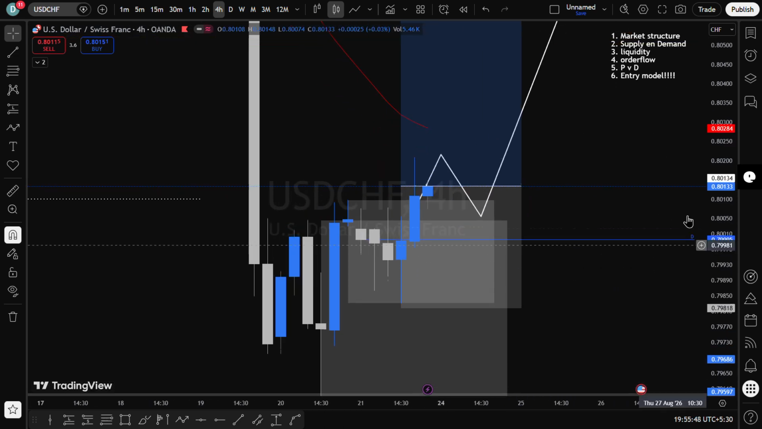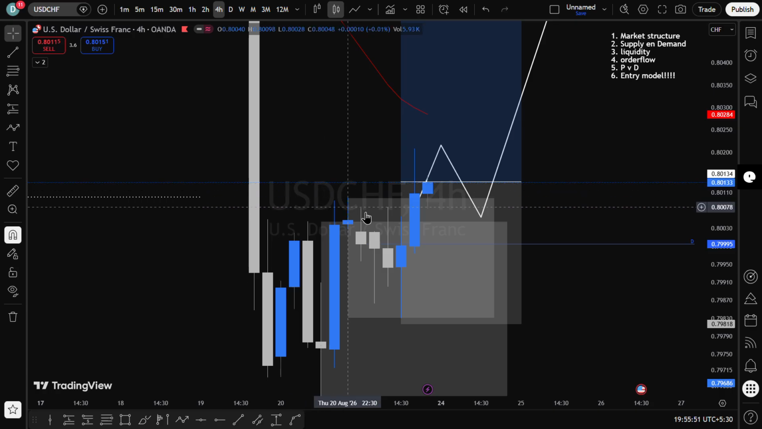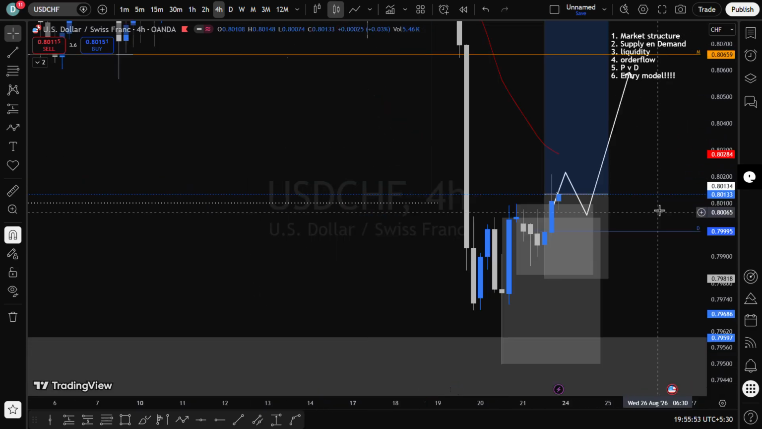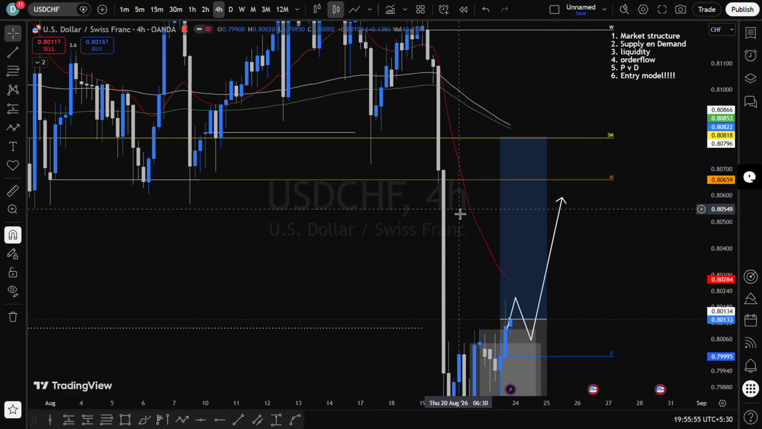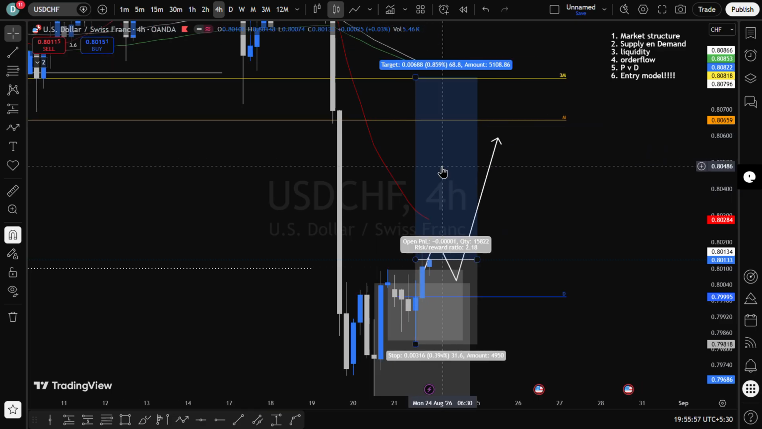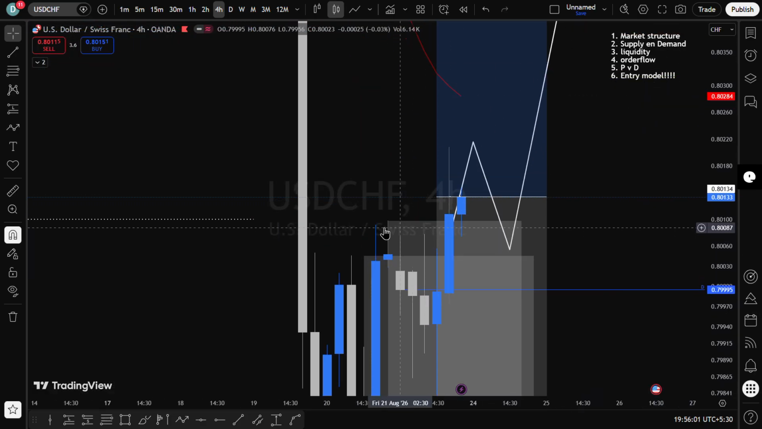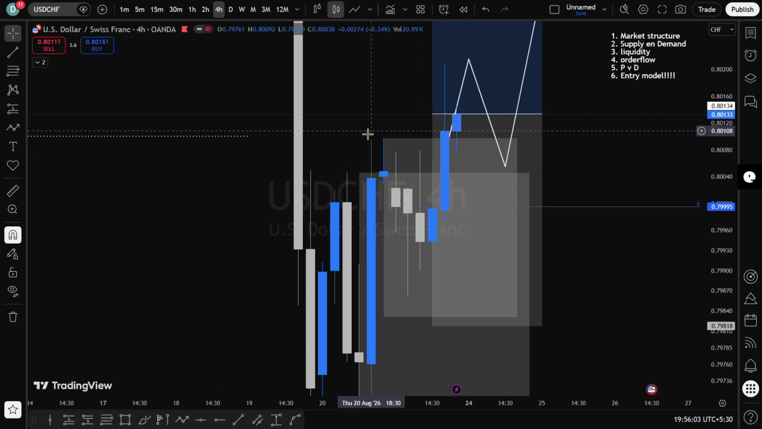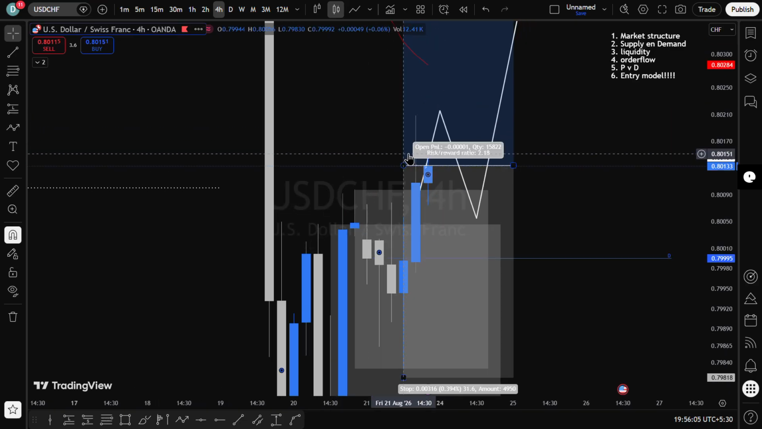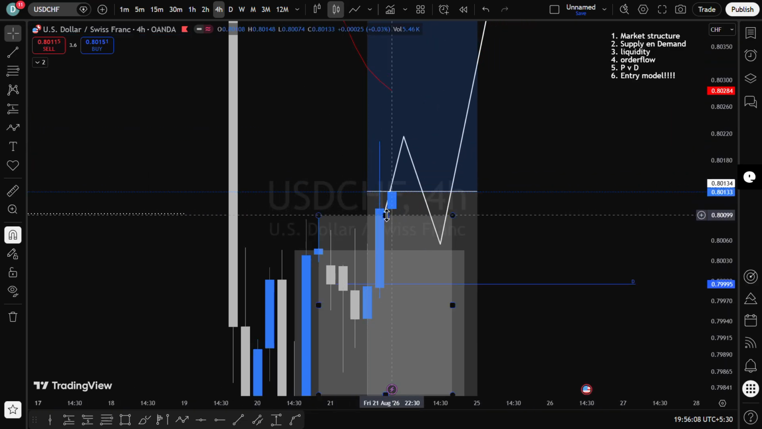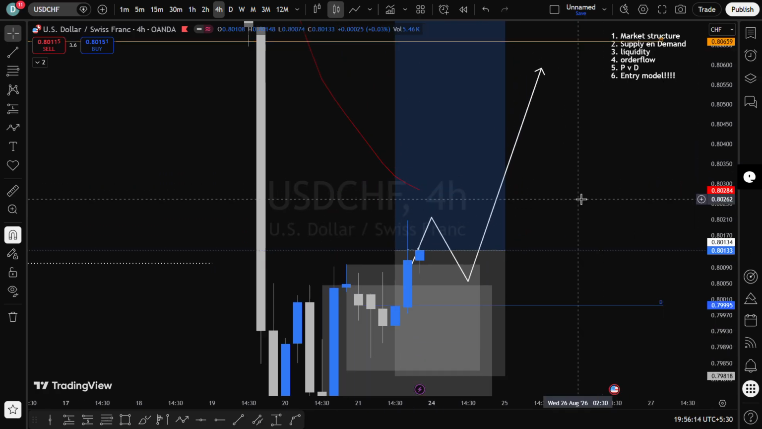But I don't like to enter on the first structure break because it was very bearish. Like you can see, it was making huge candles. So I wait for the second structure break, like you can see here, and after the second structure break, I entered the trade here. But because of stress spreads, my entry was here. So I am on this trade also.